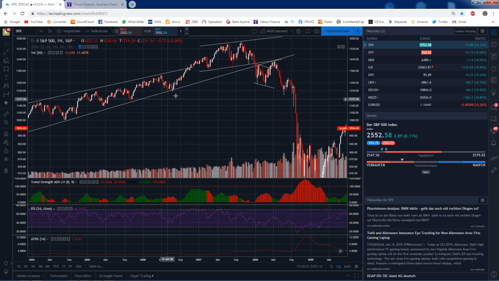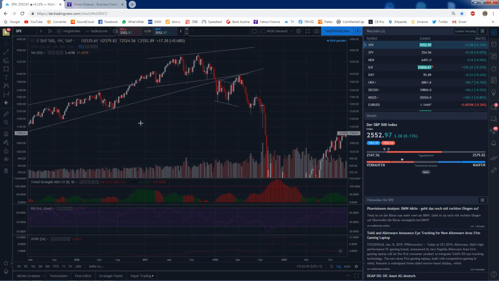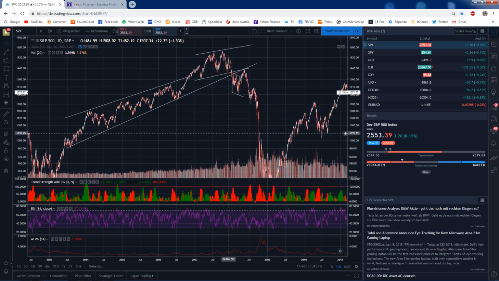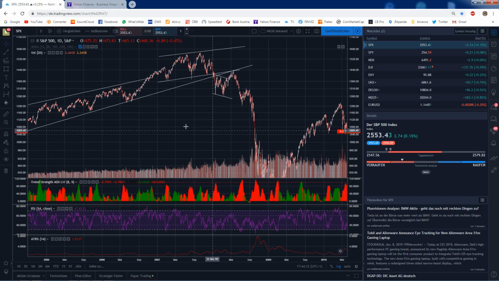If we look at it on the daily, then wait a minute. Okay, go back a little bit. Yeah, right here you can see it a bit more clearly, how it retested 2 times right here before it went down again.